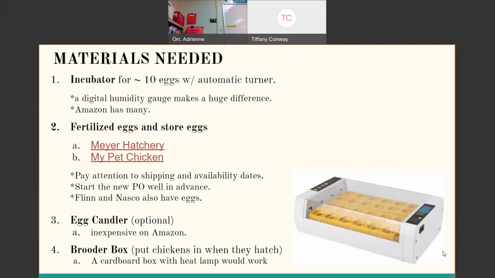We bought ours off of Amazon. They have 1,000 different kinds. The one in the picture there, that's the one that Adrian has. Mine's a little bit different, and Odin's is a little bit different than that.